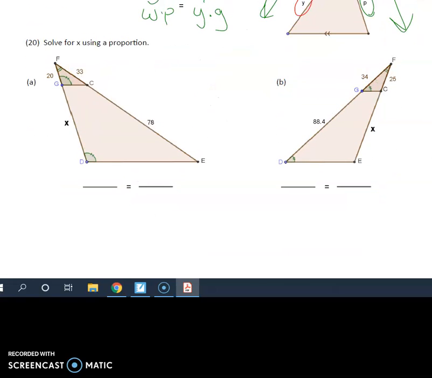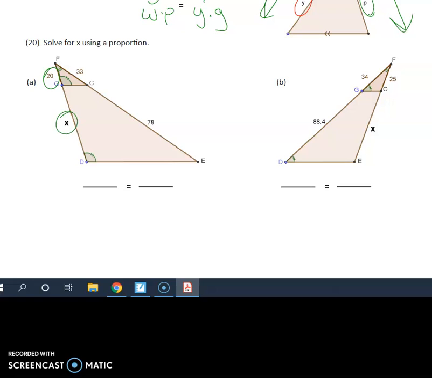So what we're being asked to do, starting in problem 20, is use the side splitting rule to find the missing piece. So if you go ahead and try to find X in both A and B. When you're finished, turn the video back on.